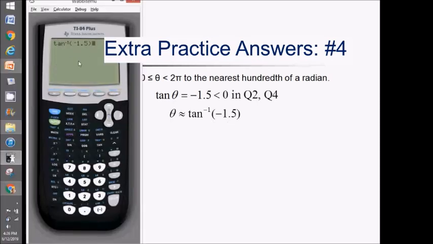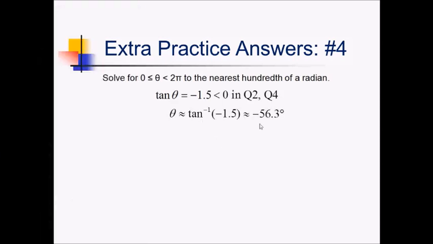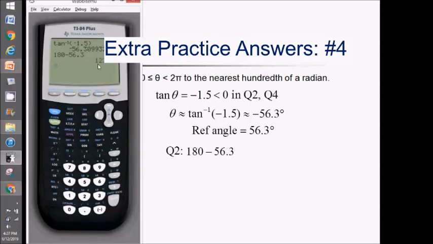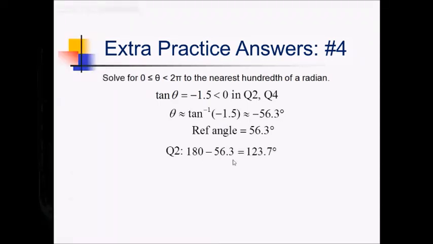Now doing this in degrees mode, I end up with -56.3 degrees. And the reference angle on that is just going to be positive 56.3, because that's how far we are from the x-axis. And now I'm going to use this reference angle to get quadrant 2 and 4 angles. So for quadrant 2, I have to do 180 minus this, which I'll do on the calculator. So that's going to come out to 123.7 degrees. For quadrant 4, I need to do 360 minus the reference angle 56.3. And that's going to come out to 303.7 degrees. Bam. All right.